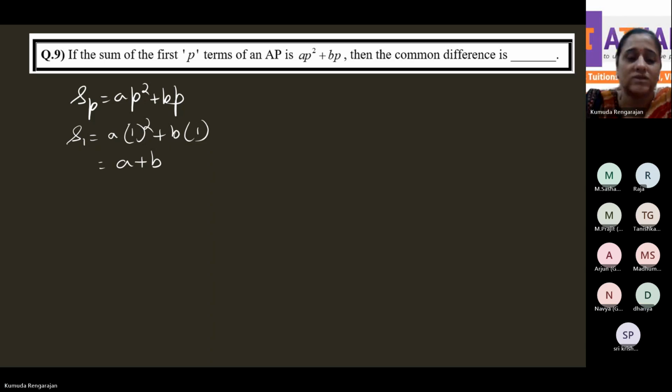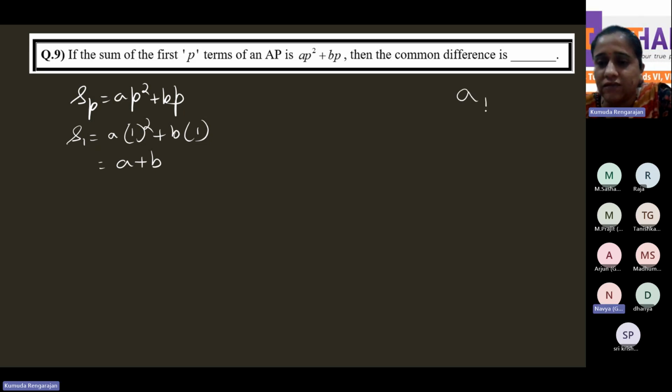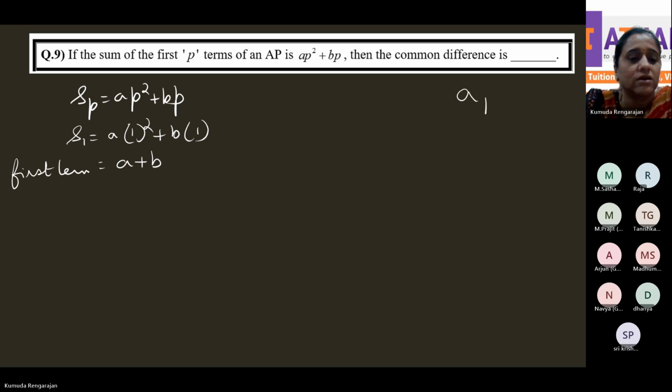Yes, ma'am. So this is the first term of the AP. Normally we call the first term small a or A1. I'll use a capital letter here, capital A, or you can just say first term. First term is equal to A plus B.